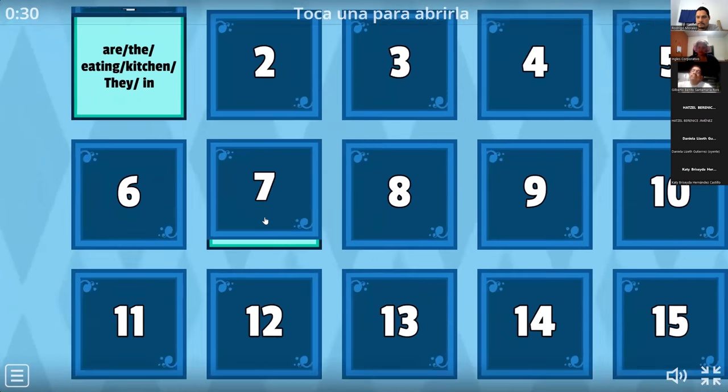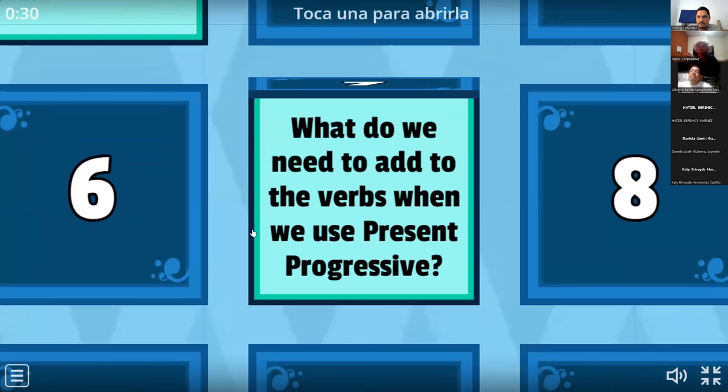Number 7. Okay. That is a question for you. What do we need to add to the verbs when we use present progressive? Present continuous is the same as present progressive. What do we need to add to the verb when we use present progressive? ¿Qué le agregamos a los verbos? Los verbos que están en... I-N-G. Okay. I-N-G. Correct. Very good. Thank you so much.